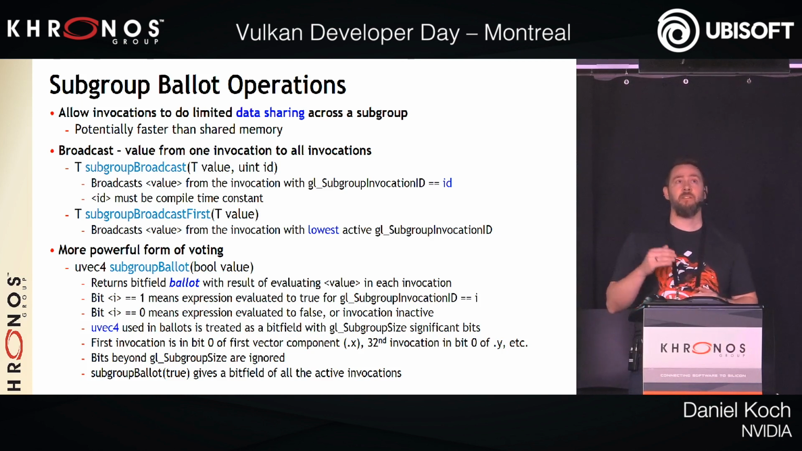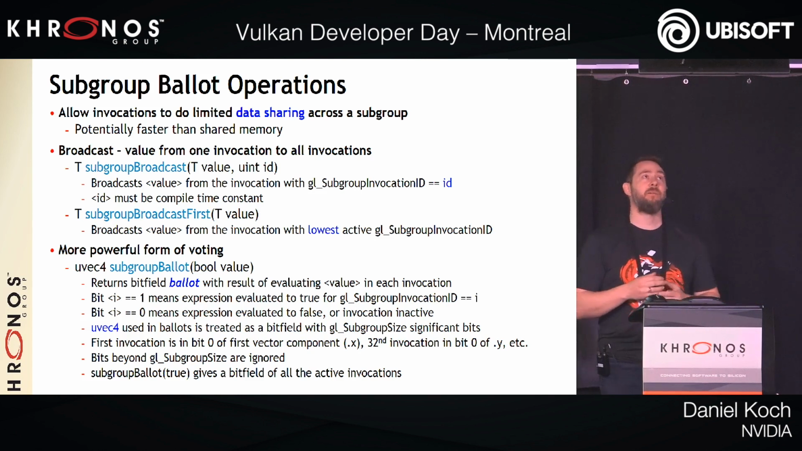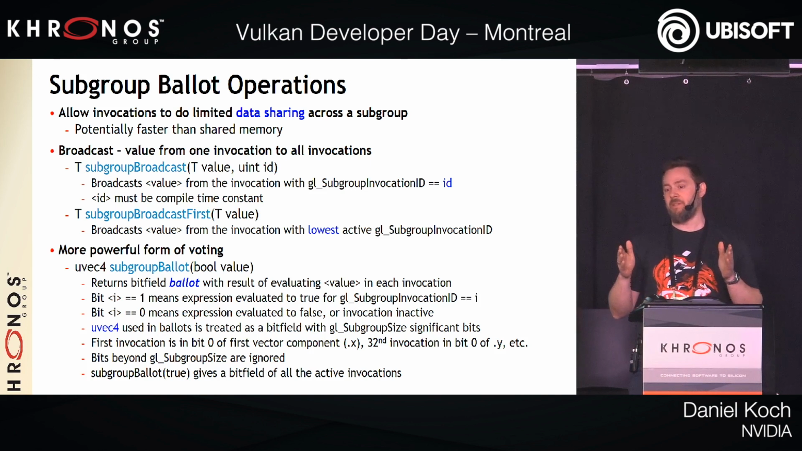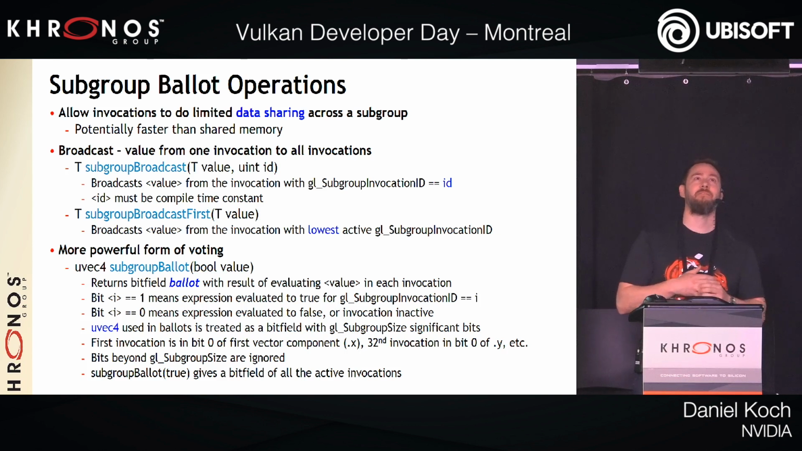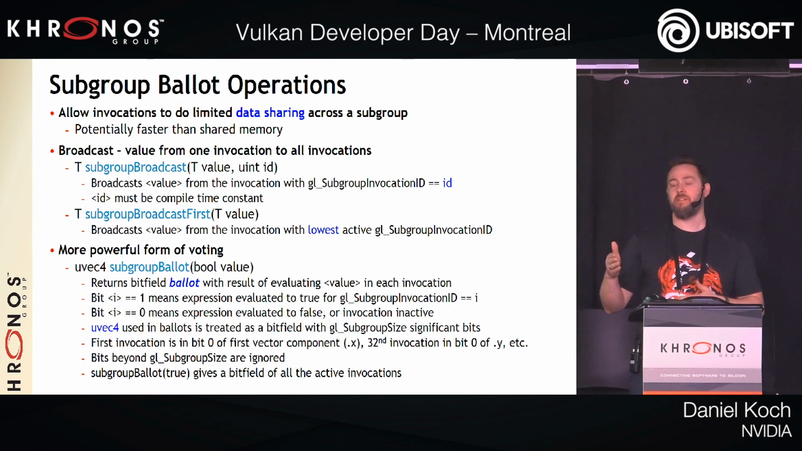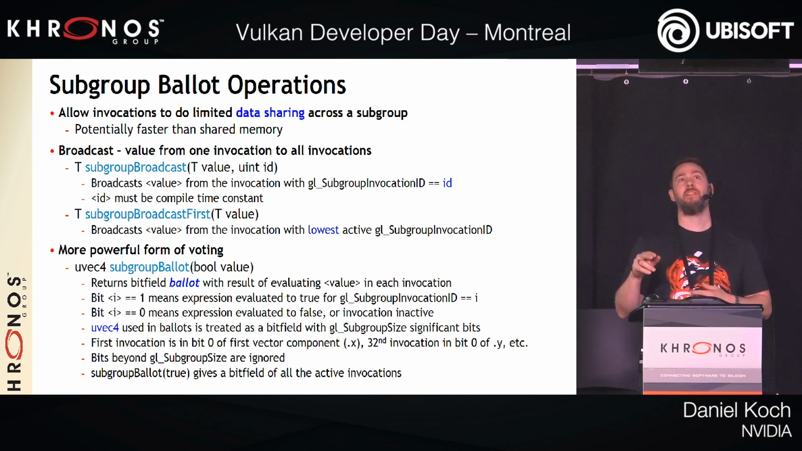The reason a uvec4 is returned: if you looked at some other APIs, they might have just returned a uint32. The reason we have a uvec4 is because we allowed up to 128 invocations in a subgroup, and there's no uint128, so we pack it into a vec4 of uints. The lowest bit of the first vector component, the .x, represents the first invocation. The 33rd invocation, numbered 32, is bit 0 of the .y component, and so forth.